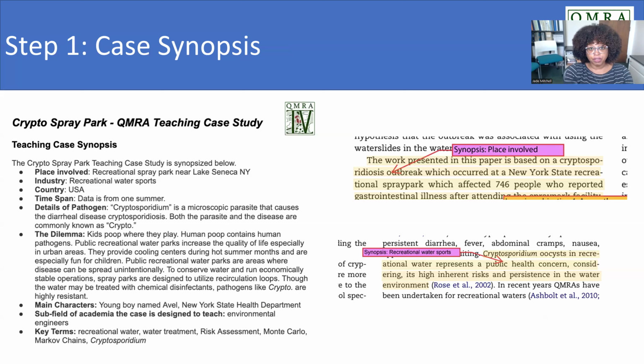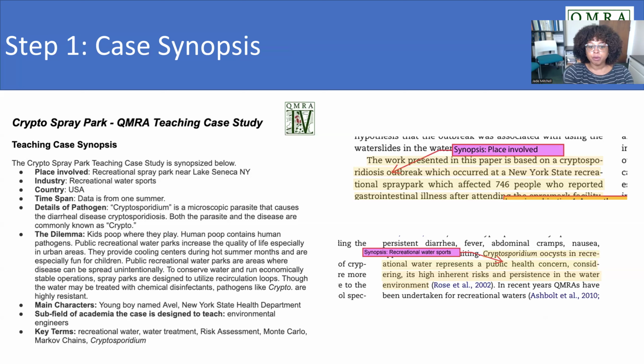While there may be many, we want to select one. So for our industry, we're going to say recreational water sports, which would apply to water parks or splash pads universally, since this particular case study goes into the engineering design of those types of systems. It happens in the US. The time span is based on one summer because that's the time period for which we have outbreak investigation data provided. The pathogen is cryptosporidium.